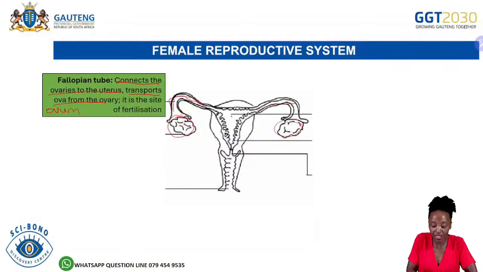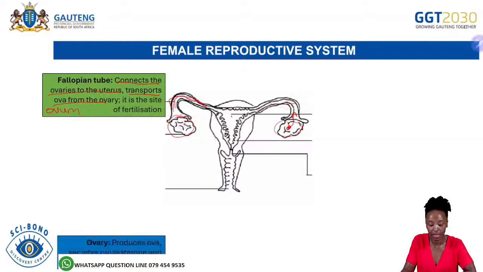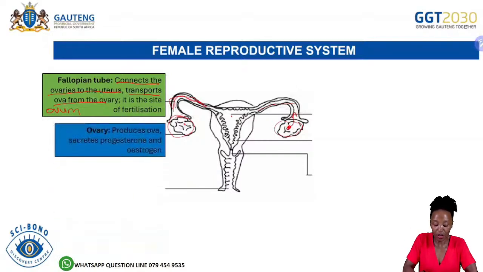And another function is that this is where fertilization takes place. So other than transporting the ovum after it is released from here, fertilization takes place here in the tubes. So these are called the fallopian tubes. And then we have the ovaries here at the bottom.